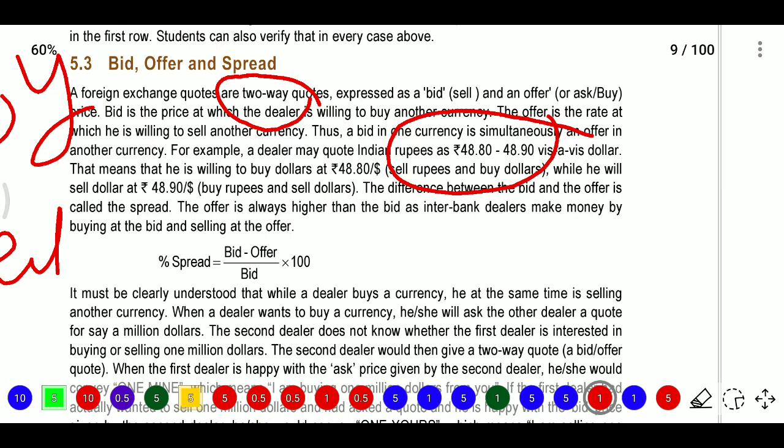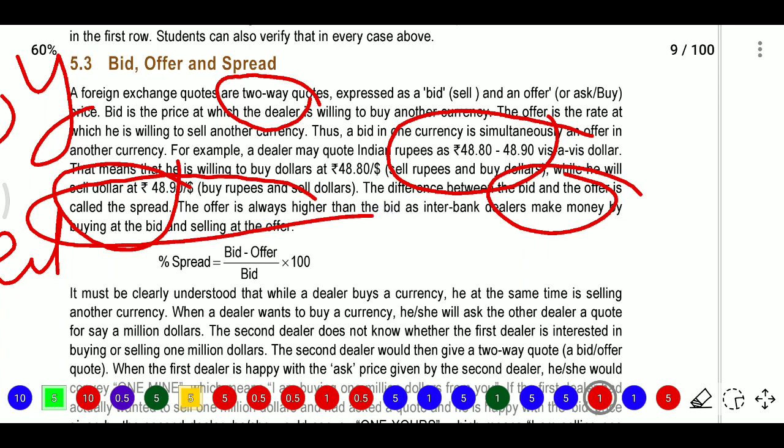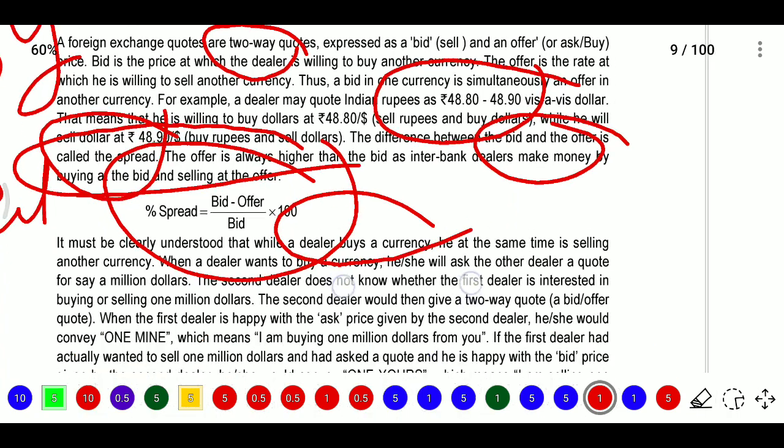Whatever the difference is between the bid and offer is called the spread. Here the offer is always higher than the bid, as interbank dealers make money by buying at bid and selling at offer. So you need to buy at bid and sell at offer. If you want the spread percentage, the answer will be (offer minus bid) divided by bid into 100.